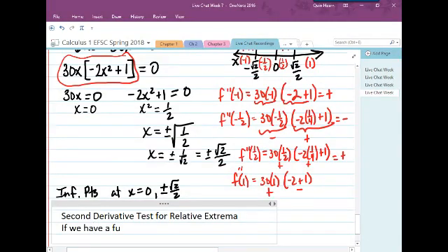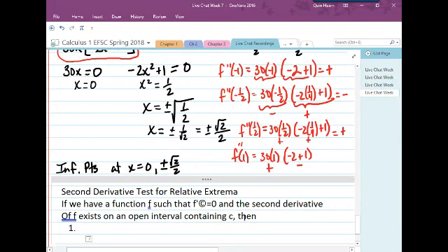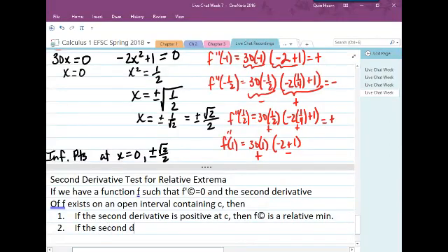All right, so the second derivative test for relative extrema says that if we have a function f such that f prime of some value c is equal to 0, and the second derivative of f exists on an open interval containing c, then number one, if the second derivative is positive at c, then f of c is a relative minimum. And if the second derivative is negative at c, then f of c is a relative maximum.